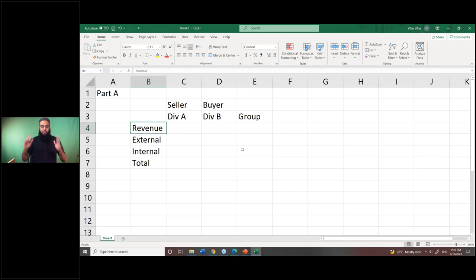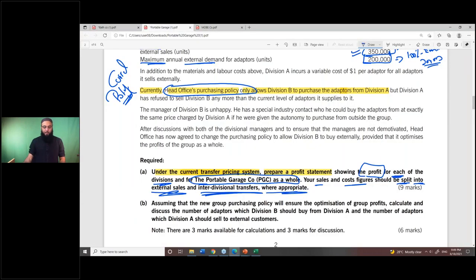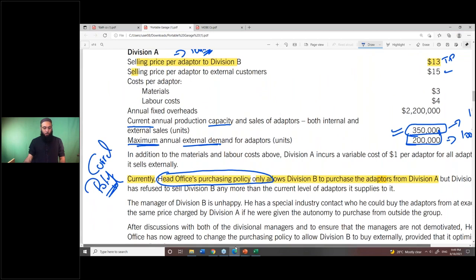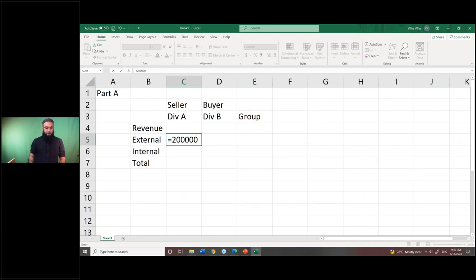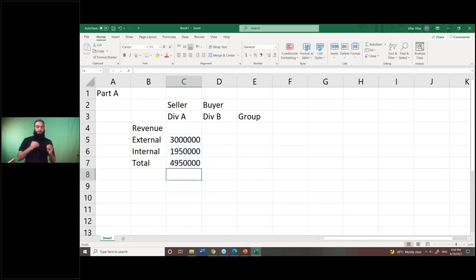Let's first start with Division A, one by one. Okay, be with me, everybody. This will not take much time. A, you sell externally for 15 and internally for 13. And the units I know now: 150 internal, 200 external. Agreed? Okay. External: 200,000 multiplied by 15. Internal: 150,000 multiplied by 13. Total, let's use the sum formula. 9500. Agreed?